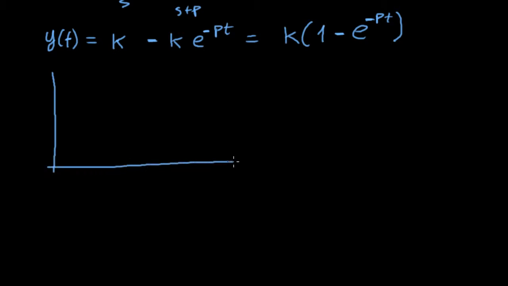This is the time scale. If here we draw some level for k, the response starts in 0 and it approaches k exponentially, although it never reaches it. So this could be y of t, the step response of a certain system.